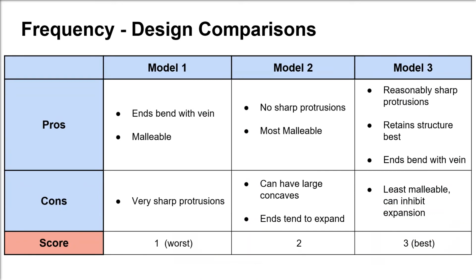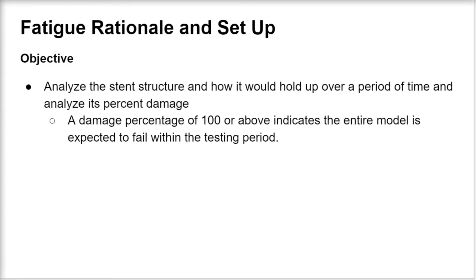Here is a table showing the pros and cons of each model. We scored them from best to worst, with Model 1 being the worst, Model 2 being intermediate, and Model 3 being the best. I ran the fatigue studies.